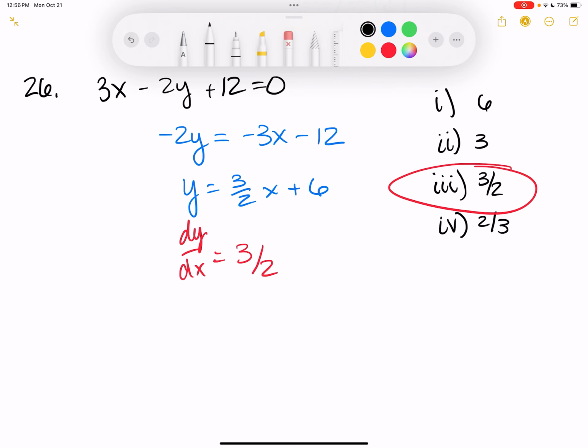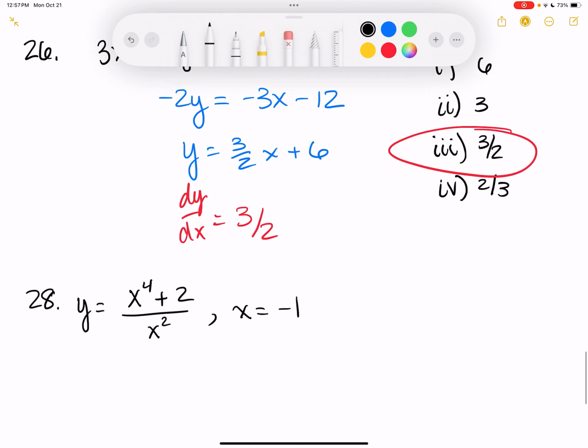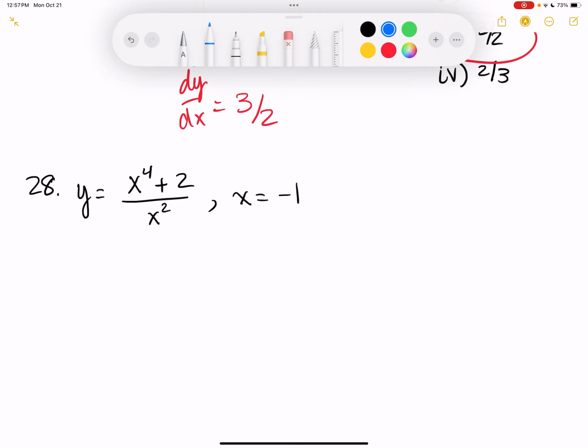Find an equation for the line tangent to the curve at the given point. y equals x to the 4th plus 2 over x squared, x equals -1. So I need to take the derivative. But just so I can go ahead and find the point, let's do this first. If x is -1, what is y? 3. Yep. So I already have that taken care of.